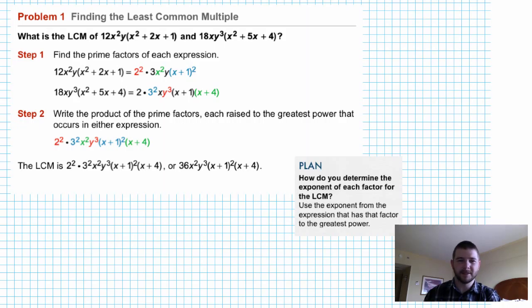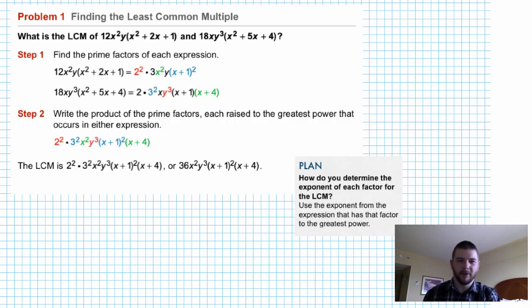To start, take a look at step 1. We would write the prime factors of each expression. Move on to step 2. Write the product of the prime factors. This is the same as we did in the previous slide when we reviewed least common multiples, but note the 2 squared in the first expression and the 2 raised to the first power in the second expression. The 2 squared will be the factor pulled into our least common multiple.